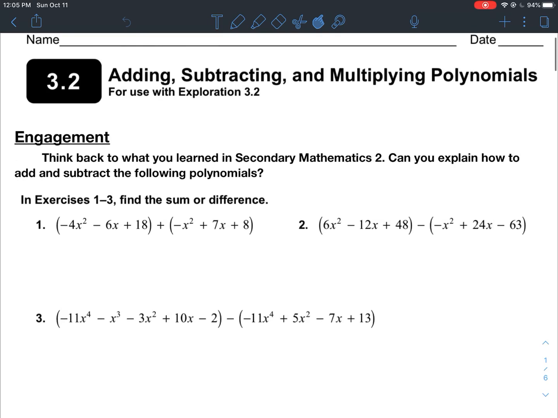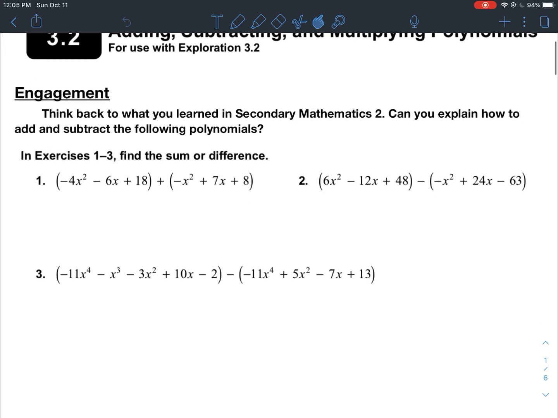The first part is engagement, where I want you to engage with some previous knowledge that you've already had. Think back to what you've learned in Secondary Mathematics 2, and what we've already been learning. Let's see if we can add and subtract these polynomials. Adding and subtracting is really easy because all it really is, is combining like terms.